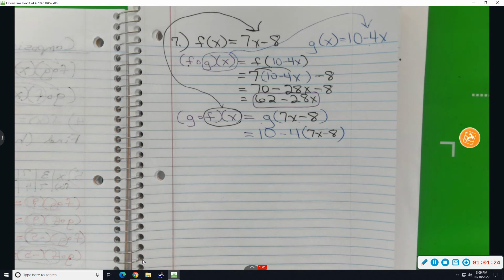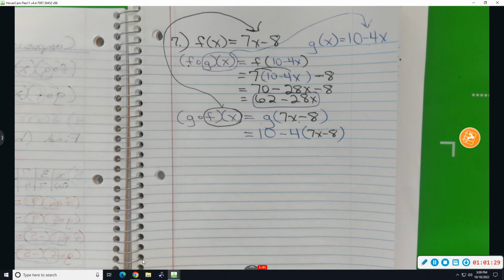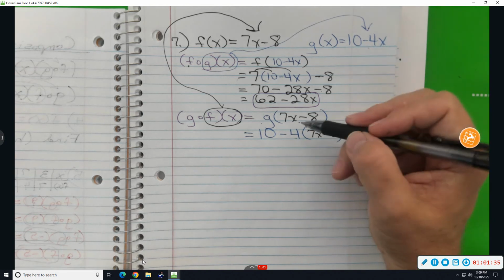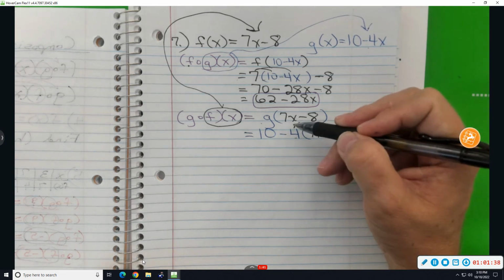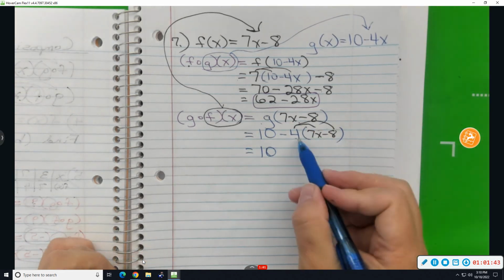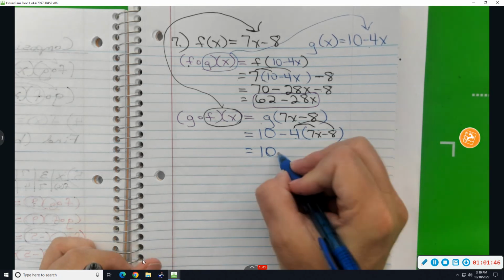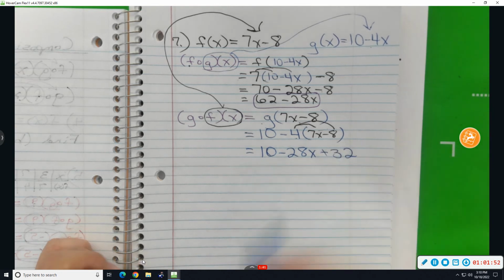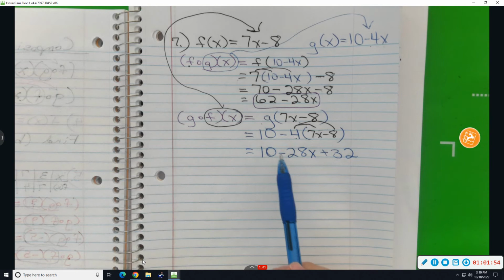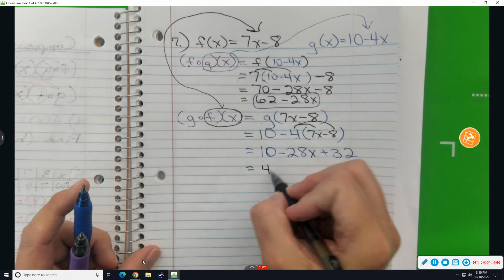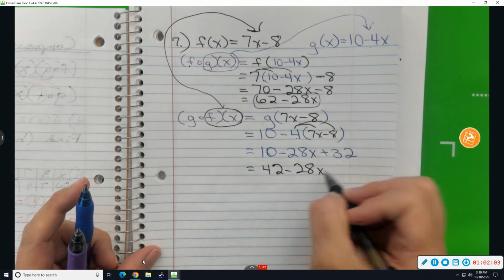Remember your order of operations. What do you do first? Multiply or subtract? Multiply. You multiply. Do not subtract the 10 minus 4 and get a 6. You distribute the negative 4 over the 7x minus 8. So we're going to have a 10 here. Minus 28x, I agree. Plus 32, I agree. It's going to be 42 minus 28x. Okay, so 10 plus 32, I agree, but the final answer of 42 minus 28x.